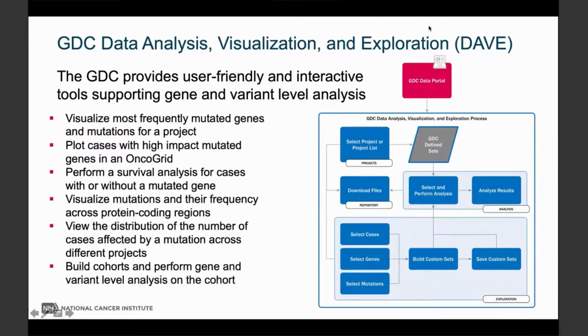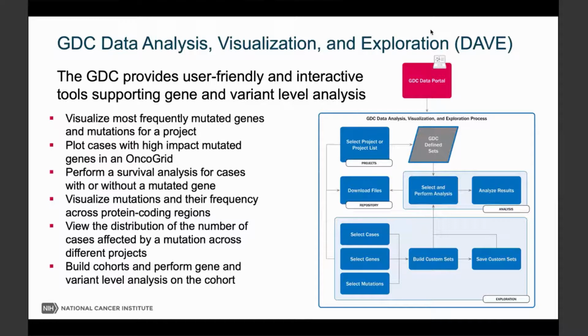Okay, so what are DAVE tools? I'm going to give you just a tiny overview of that, and Colin's going to give you most of the details. The GDC provides user-friendly and interactive tools supporting gene and variant level analysis. What we are going to show you is how to visualize the most frequently mutated genes and mutations for a project. And just before I forget to mention, the visualizations that are currently live in the GDC are focused on those derived from whole exome sequencing data. So if you're wondering where we got these variants, that's where it's from.